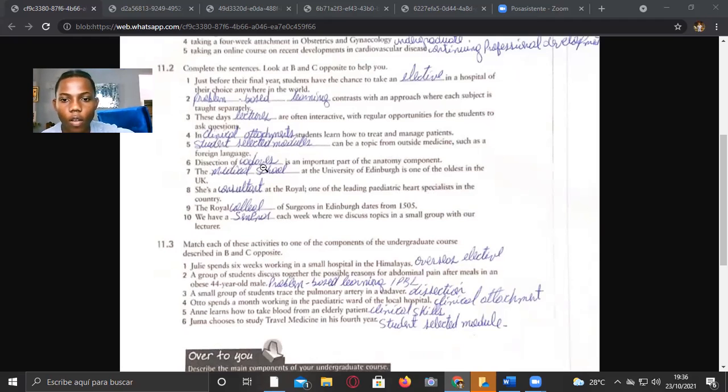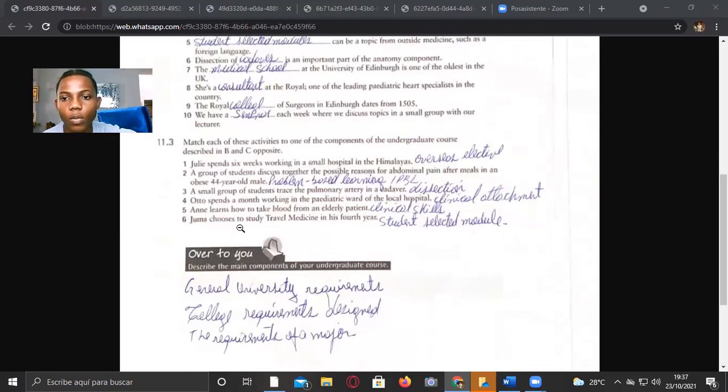The dissection of cadavers is an important part of the anatomy component. The medical school at the University of Edinburgh is one of the oldest in the UK. She's a consultant at the Royal and one of the leading pediatric heart specialists in the country. The Royal College of Surgeons in Edinburgh dates from 1505, sorry.